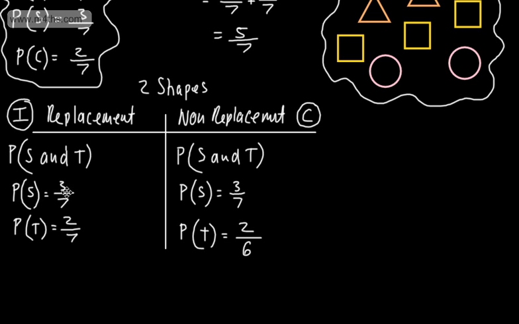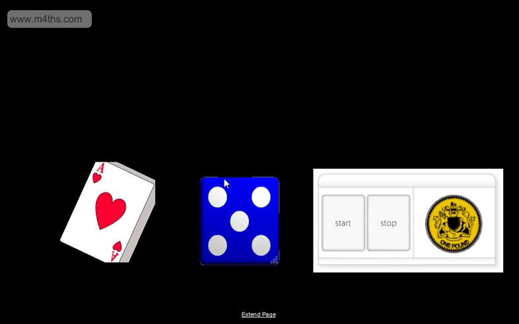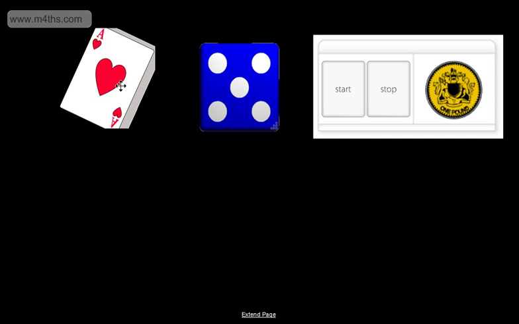What we're looking at in this video is replacement or independent events. Replacement and non-replacement is just one example of showing the difference between independent events and the conditional probability. So let's go to our cards, our dice and our coin.